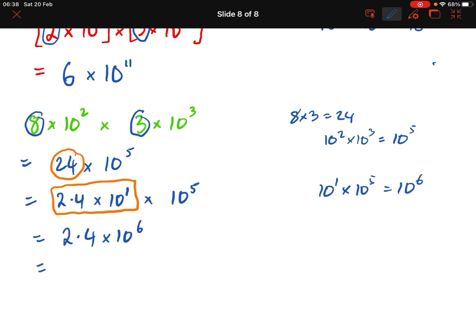Now, of course, if they wanted the answer as an ordinary number, then you could now work out what it is. It's going to be 2.4 million. Okay? So that is what we learned when we did standard form.